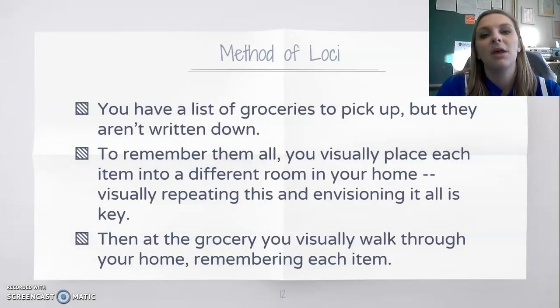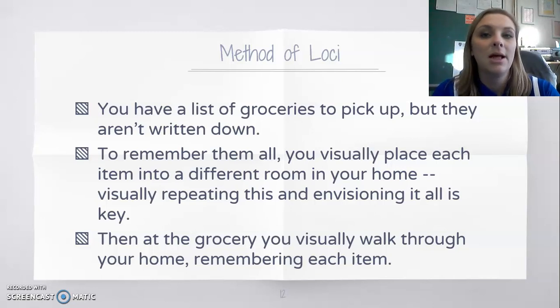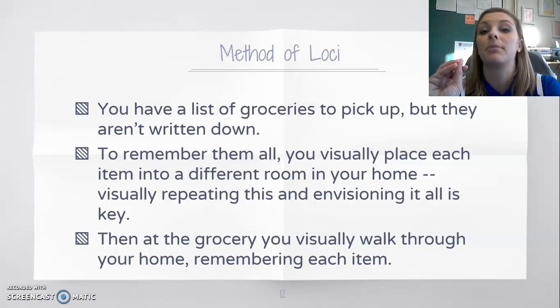So for example, if you have a list of groceries to pick up, but they aren't written down, you might try and remember them by putting one of each of those items into a different room in your home. And then visually going through each room in your home and picking up that item, okay? Then when you're at the grocery store, you're going to go back into your brain, right? And you're going to visually go through each room in your house, and so you can remember each of those items. That's the method of loci.